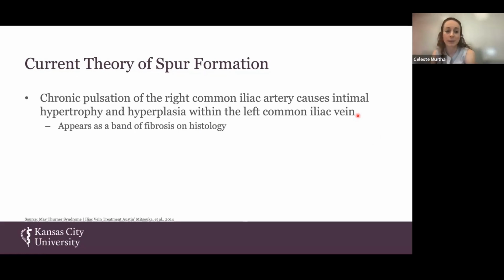Okay, so I want you all to keep in mind that the current theory of spur formation is that chronic pulsation of the right common iliac artery causes intimal hypertrophy and hyperplasia within the left common iliac vein, leading to spur formation. And on histology, these spurs tend to appear as bands of fibrosis.